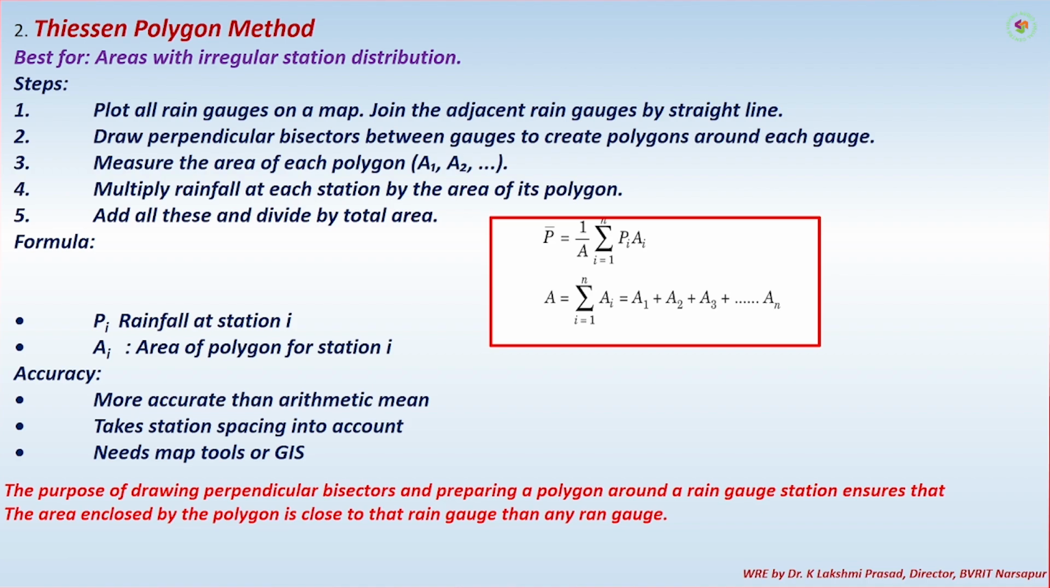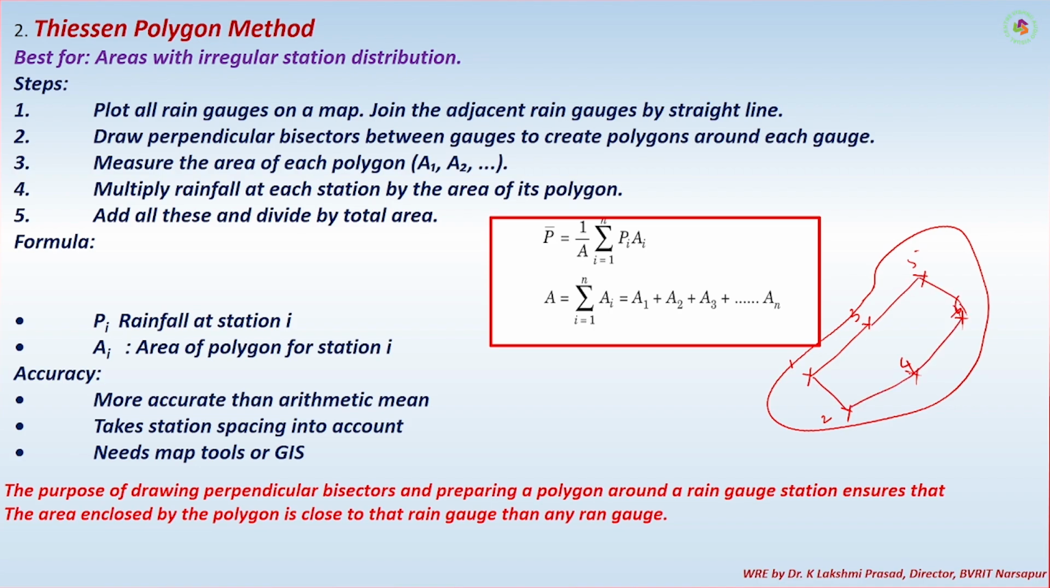Suppose you go to the Thiessen-Polygon method. In this method, suppose for example this is the catchment, and you have 6 rain gauges, which I call 1, 2, 3, 4, 5, 6. First, join the rain gauges. See how I am joining. Join the rain gauges first. Then draw the perpendicular bisectors for each of the lines.